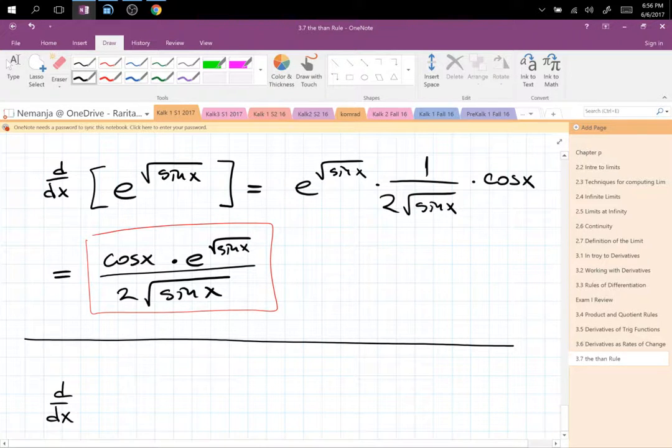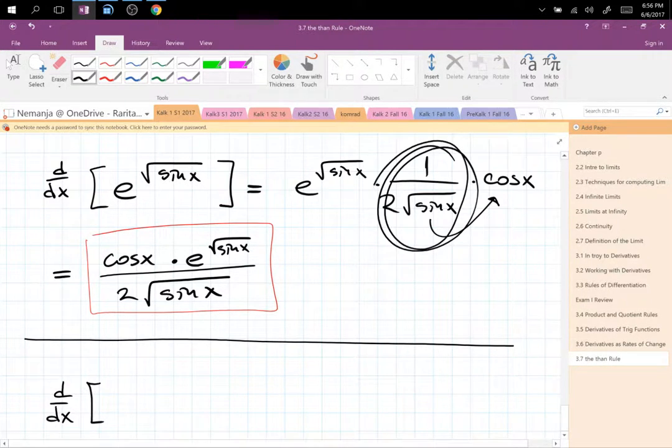Hey, Professor, where's that cosine x coming from? The last problem? So you recognize the form for square root derivative, right? Yeah. That's square root derivative from there.